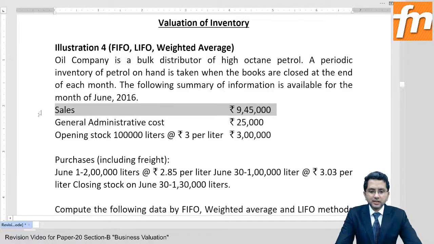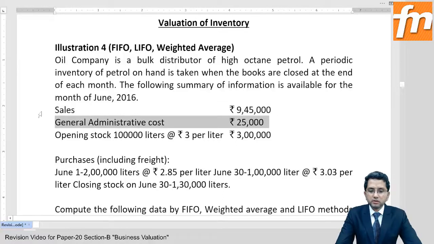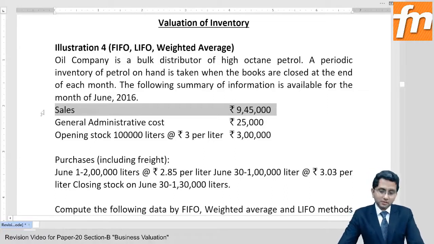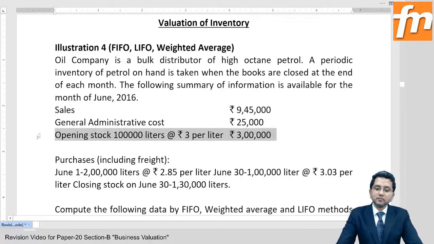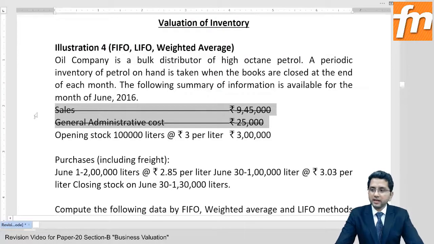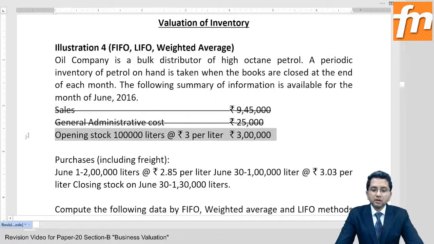I think these two pieces of information are going to be useless for us, because while making valuation of inventory, we are not interested in sales, we are interested in purchase price and purchase units or opening inventory. So currently this seems to be not useful. If needed, I will consider it. Opening stock is 1 lakh liters at the rate of rupees 3 per liter. So it's valued at 3 lakh rupees.